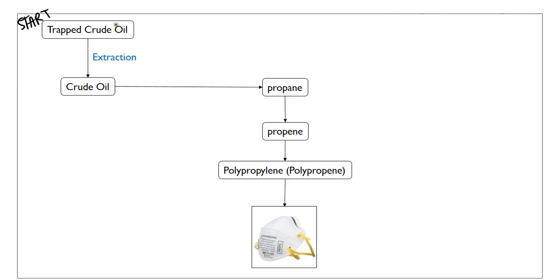Okay, so the trapped crude oil is going to be extracted to turn into crude oil. So what crude oil is, and I think I just briefly talked about it, it is actually a mixture of hydrocarbons.